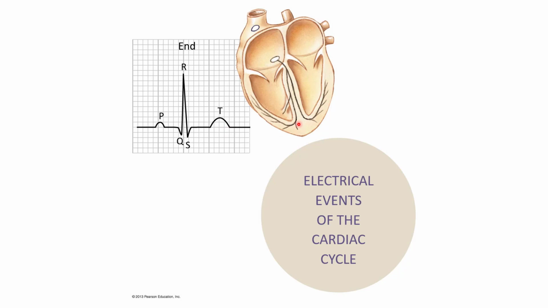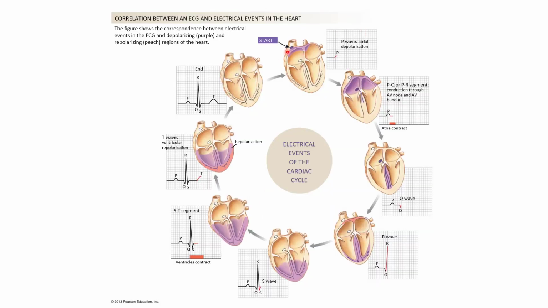So that shows us all of the electrical conductance through the heart, and then we correspond it with contraction. So we have contraction during that PR segment. That would be the atrial contraction. We'd have ventricular contraction during the ST segment. Ventricular repolarization occurs during the T wave.